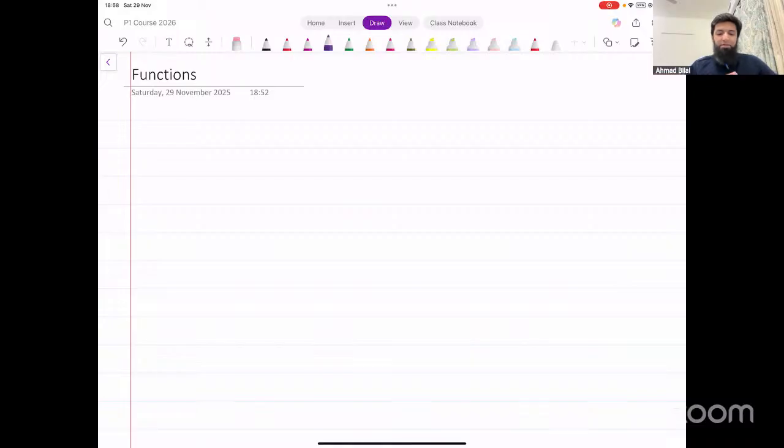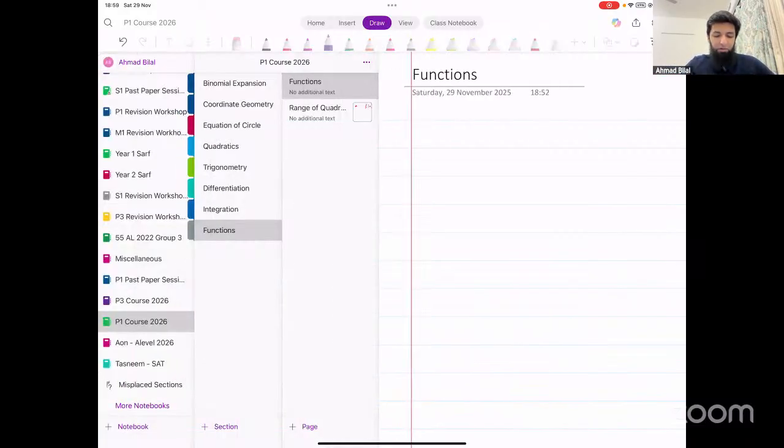All right. Let's start then. So this is our next topic, functions. We are done with binomial expansion, coordinate geometry, including equation of circle, and then quadratics, trigonometry, differentiation, integration. So we are done with most of paper one.